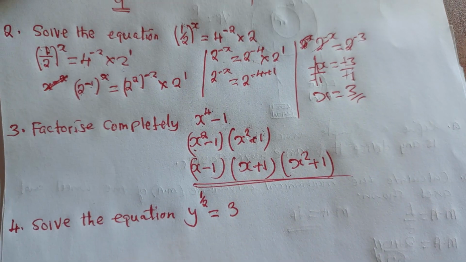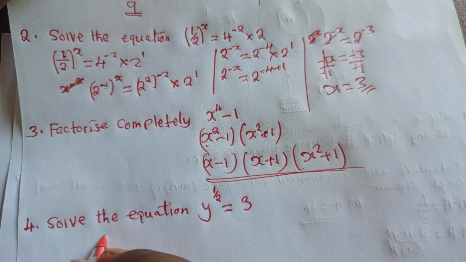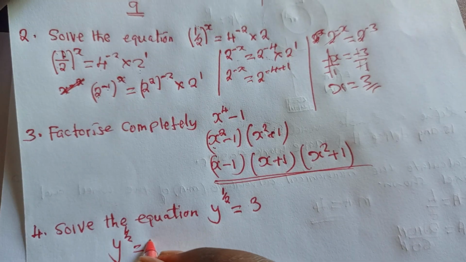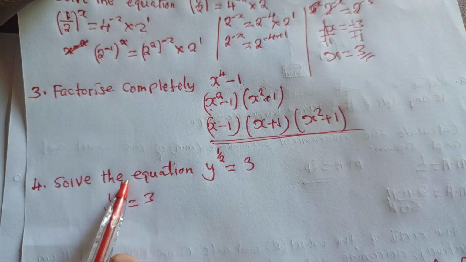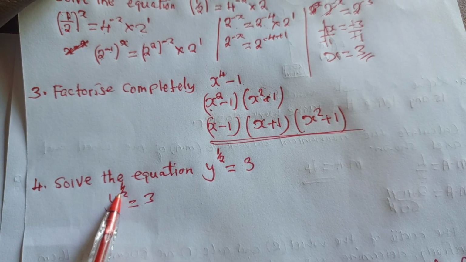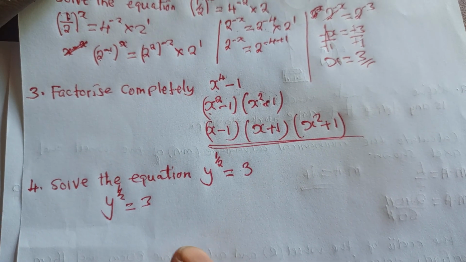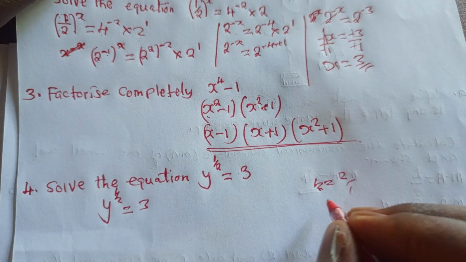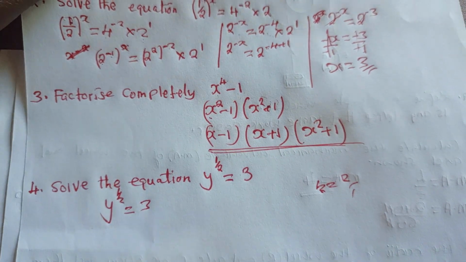Now go to question number 4. We're saying solve the equation. So I have y to the power 1 over 2 is equal to 3. For me to find y, I need to get rid of this part. Since this is 1 over 2, I multiply it by the reciprocal of 1 over 2. The reciprocal of 1 over 2 is 2 over 1. Just interchange: the numerator becomes the denominator, and the denominator becomes the numerator.